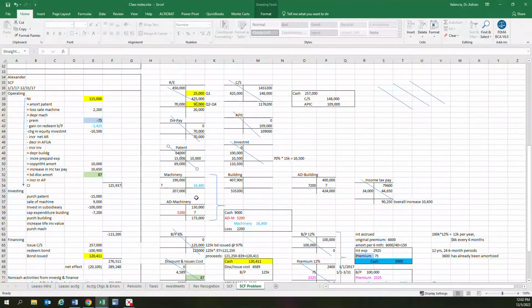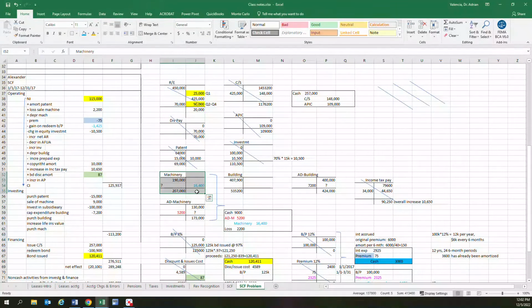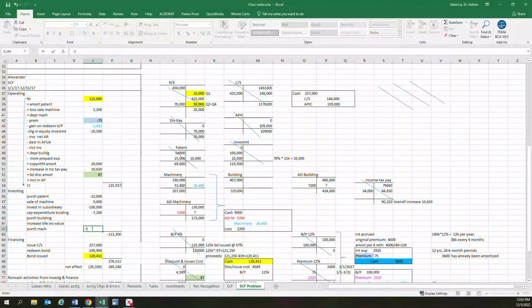Machinery. In terms of machinery, we need a debit in here, right? Unless we're told otherwise, the easiest assumption that we can make is that perhaps we purchased machinery. So to make this balance, we need $33,400. And the best assumption is that we purchased machinery. So I'm going to say minus $33,400. It's not like we're guessing it. Okay, so that fully explains that.